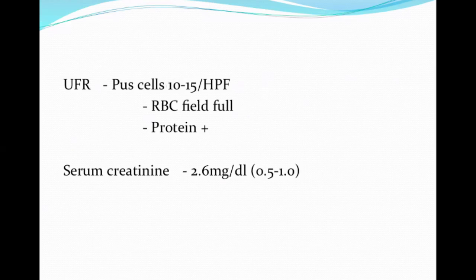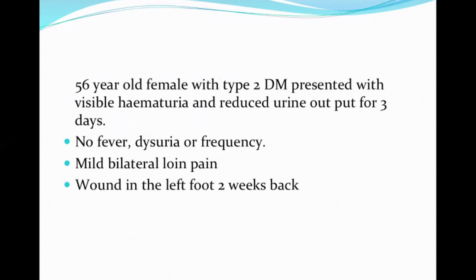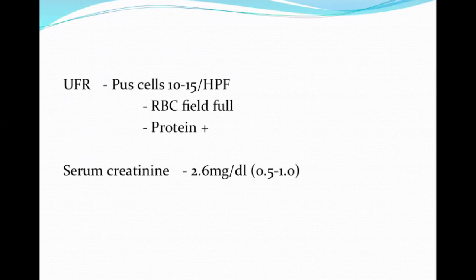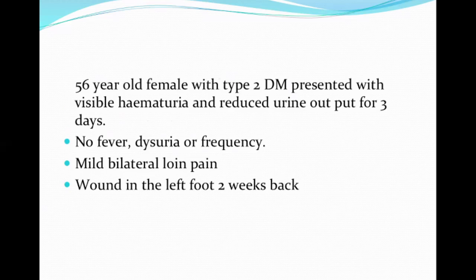So what's the diagnosis? Coming with haematuria and reduced urine output, then there's hypertension, edema, red cells in urine, creatinine gone up, and also there had been a wound 2 weeks ago. Any thoughts?